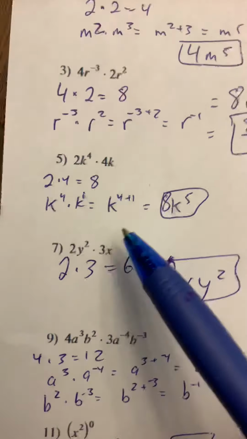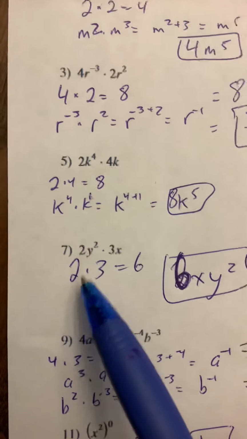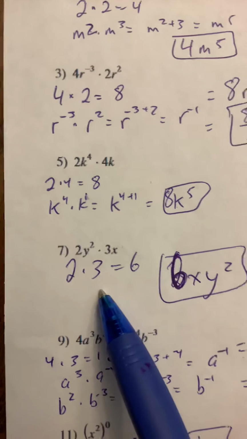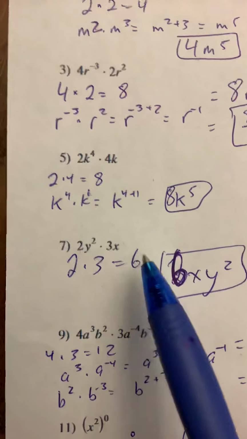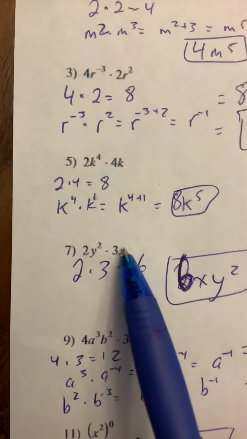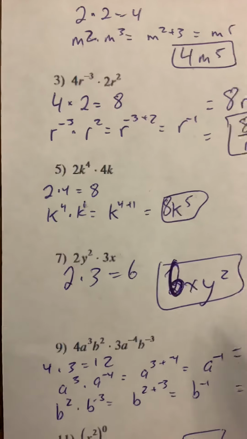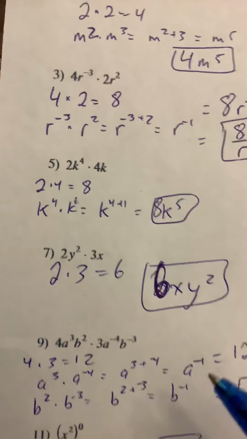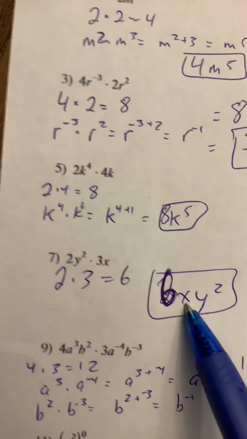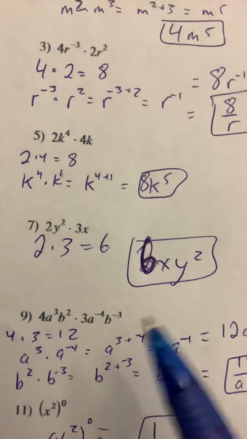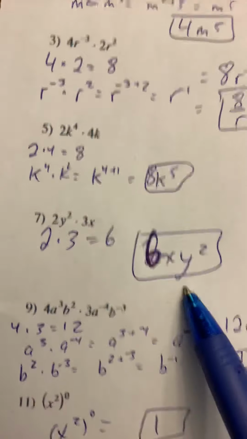Okay, for number 7, the other one that I had a couple of questions on, we have 2 times 3 just as before, which keeps it 6, okay? Now, this is a y. This is an x. Those are not the same bases, so they have nothing to do with each other. Think of them as not unlike terms. So we have 2 times 3 is 6. That's where that 6 comes from. And then we just keep it. x, y squared. So 6xy squared.